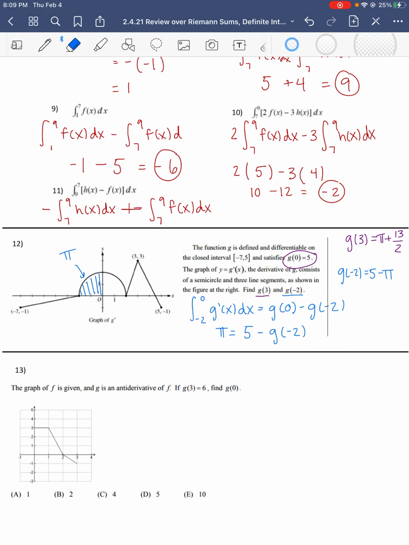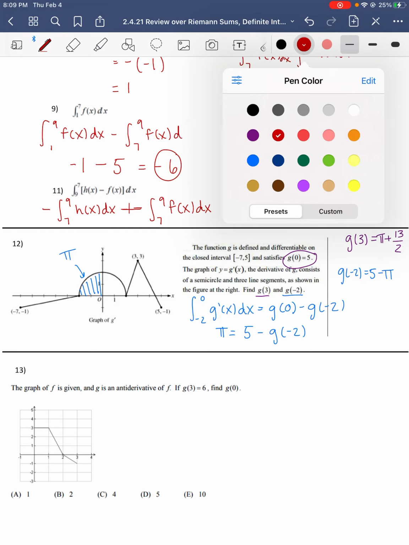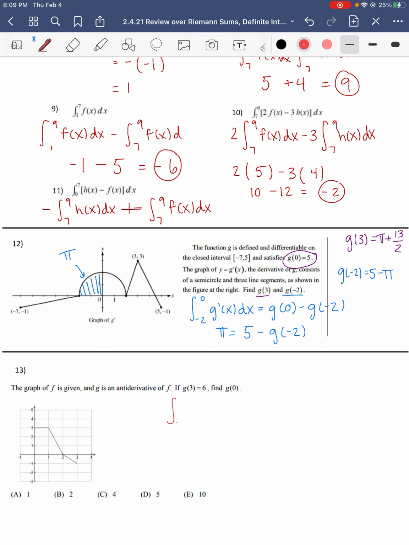Alright, 13. We're basically going to be doing the same thing, and we're trying to find g of 0. So for this one, I'm going to set it up the same way. They gave us g of 3, and I'm trying to find g of 0. So that's going to be from 0 to 3. And then this graph is of f of x. And then since g is the antiderivative, it's going to be g of 3 minus g of 0.